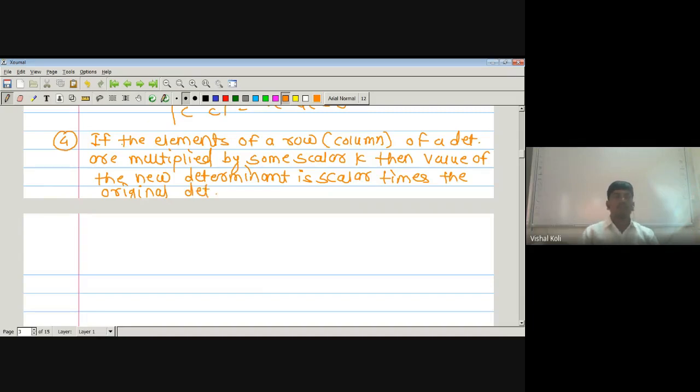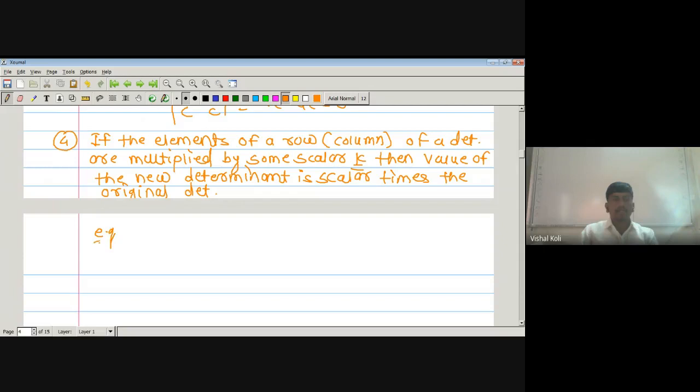So according to the fourth property, if the elements of any row or column of a determinant are multiplied by some non-zero scalar k, then the value of the new determinant, which is obtained by multiplying the scalar k to any among the rows or columns of the given determinant, will be the scalar times the original determinant.